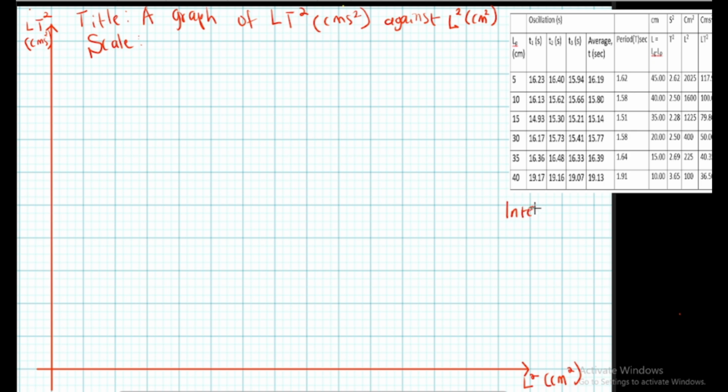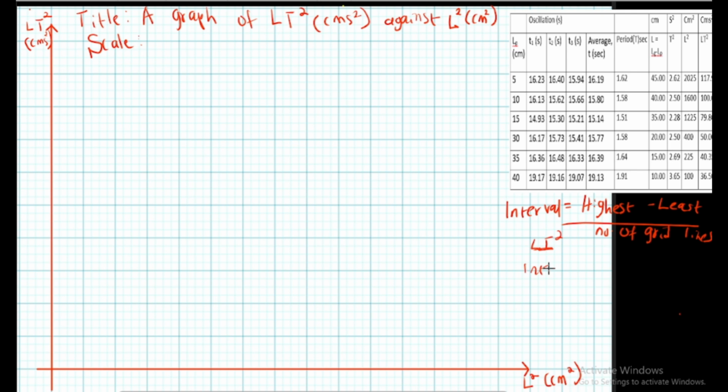We say interval will be equal to the highest value, minus the least, divided by the number of grid lines we're using to plot. So let's get the interval for the LT square axis first.